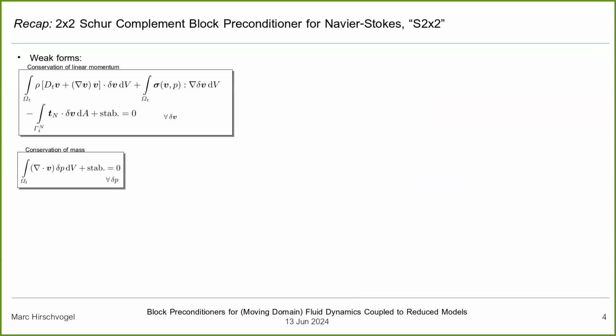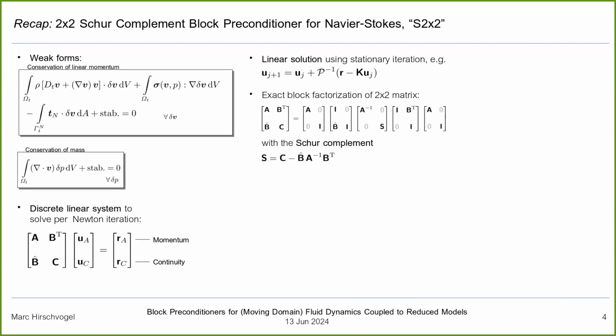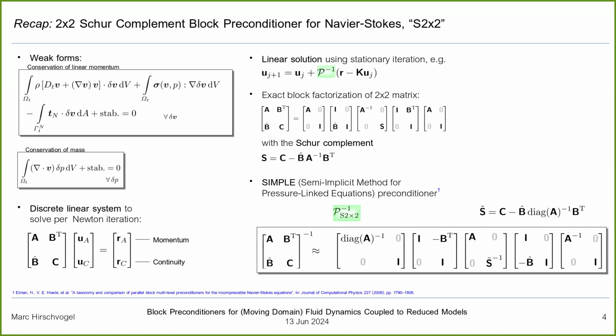So just a short recap for standard fluid dynamics without any reduced models, just considering a preconditioning approach here. You would have the weak form of the momentum equation and the conservation of mass equation. And then you would end up with this discrete linear system to solve the momentum and the continuity, which you want to solve in a monolithic approach, for example. And what you can do here, you take some stationary iteration like GMRES, for example, and a preconditioner could be based on the exact block factorization of this matrix with the Schur complement here. And what is typically done here is using, for example, the SIMPLE method, the semi-implicit method for pressure-linked equations, where you would approximate this block inverse like this, for example.